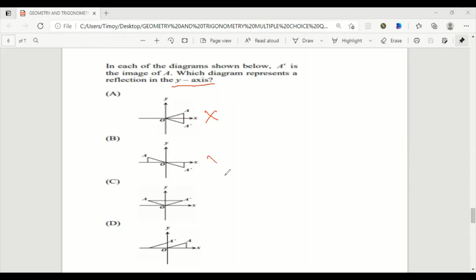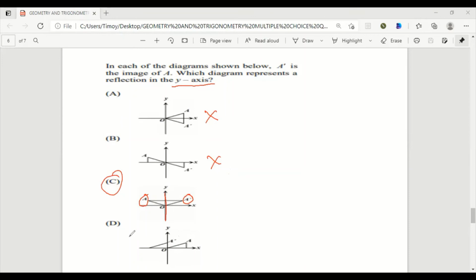So this is not the answer. Here now, we have the y-axis, which is the mirror line. You see A prime over there, and you see A. If you fold it along the y-axis, you can see that it is reflecting in this line here. So C is our answer.